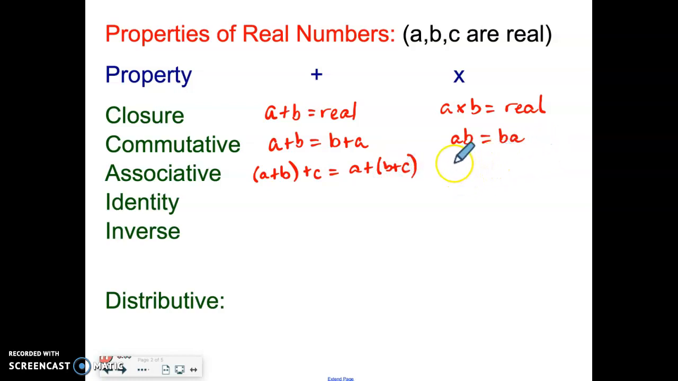The same thing works with multiplication. If I were to group together and multiply A times B and then multiply that by C, it would be the same as multiplying A times the grouping of B times C.